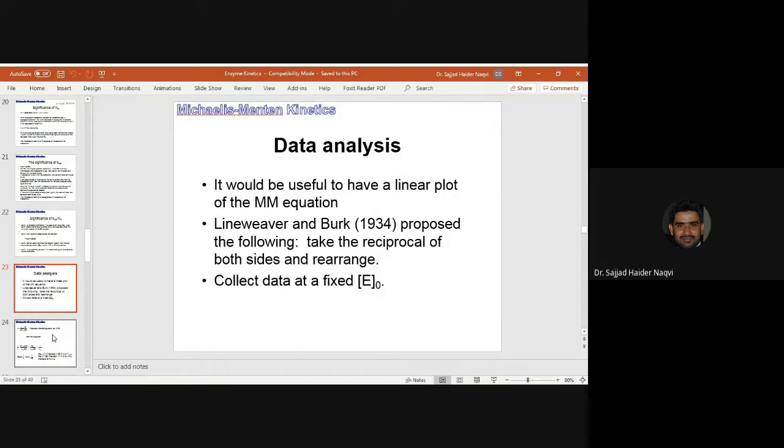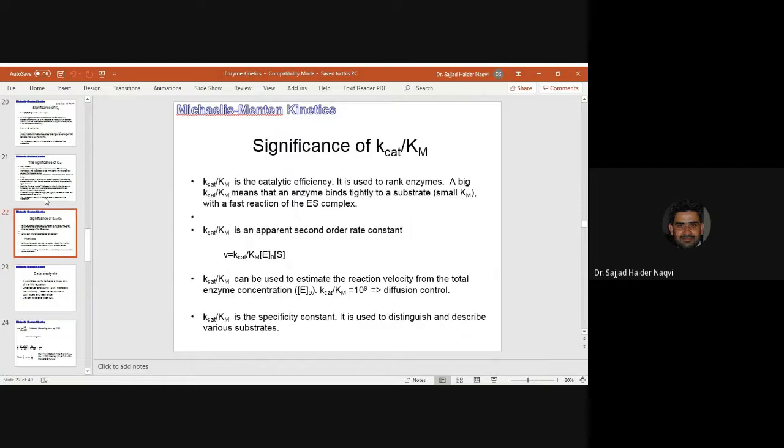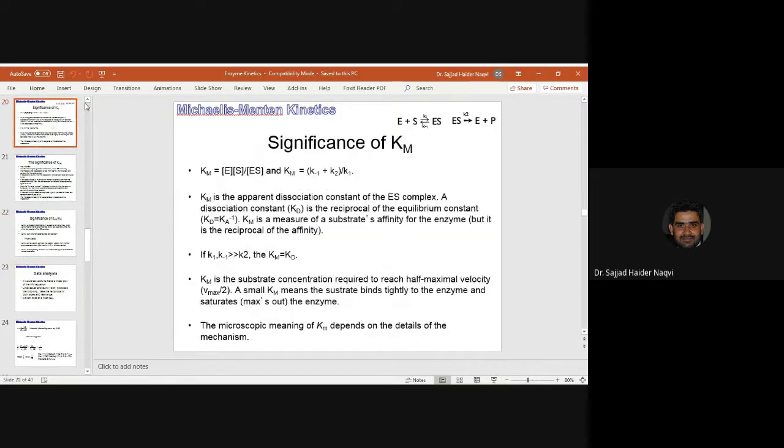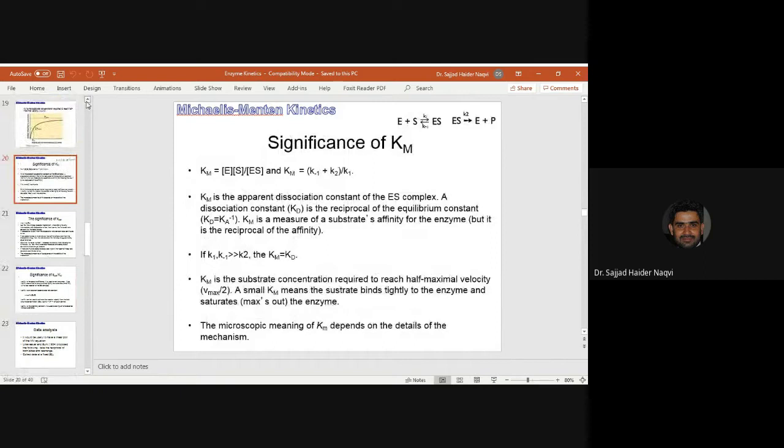Now, the next thing is the data analysis. What does that data analysis mean? We know that in certain cases, there are enzymes where doing the data analysis on the Michaelis-Menten graph is getting difficult. Let me explain what I actually mean. If I go back to the graph which I showed you, just to give you an idea of what I wanted to explain. This one.